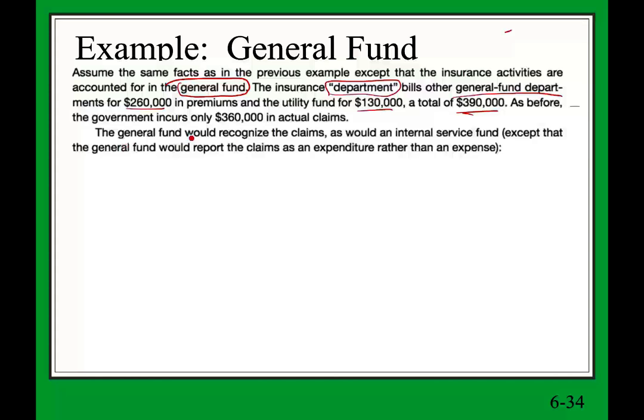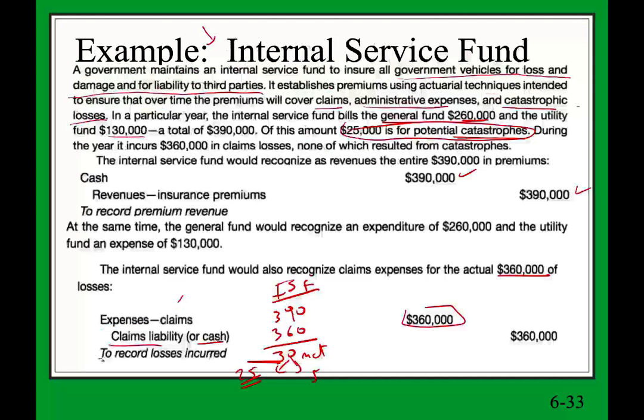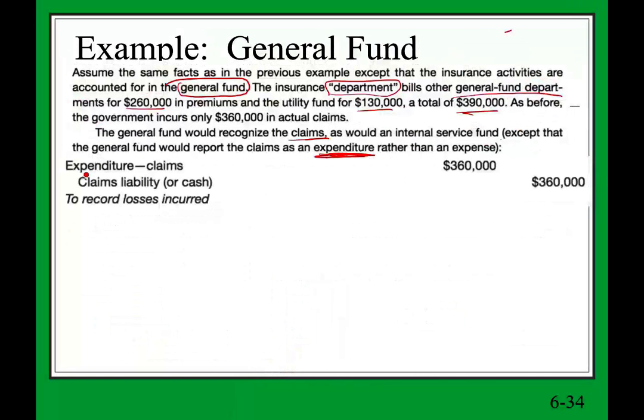Now the general fund would recognize the claims as would the internal service fund, except that the general fund would report the claims as an expenditure rather than an expense. So notice here, we debited an expense when we recognize the claim. Here we debit an expenditure when we recognize the claim. Now, how much can we recognize as a premium? That's the question next.